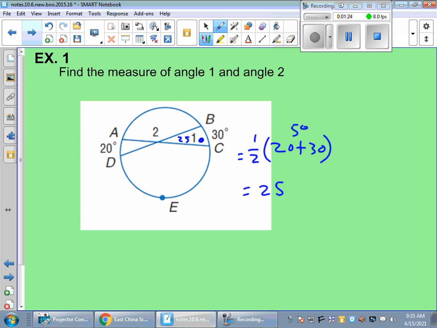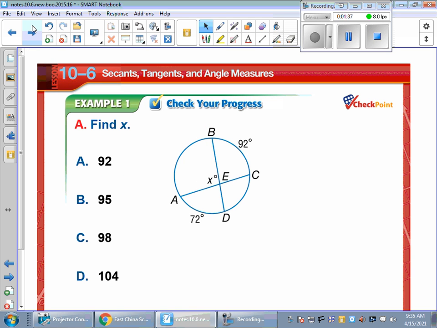And then remember, this is a straight line. So I'm going to go 180 minus 25 to find the measure of angle 2. And that's going to give us a 155-degree angle measure. So I would assume that you try this one here on your own, see how you do here.